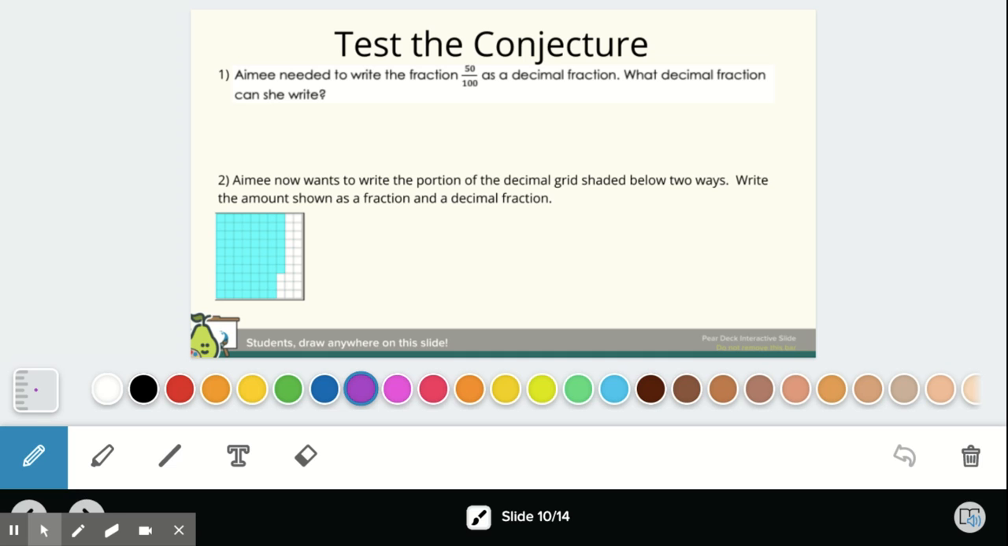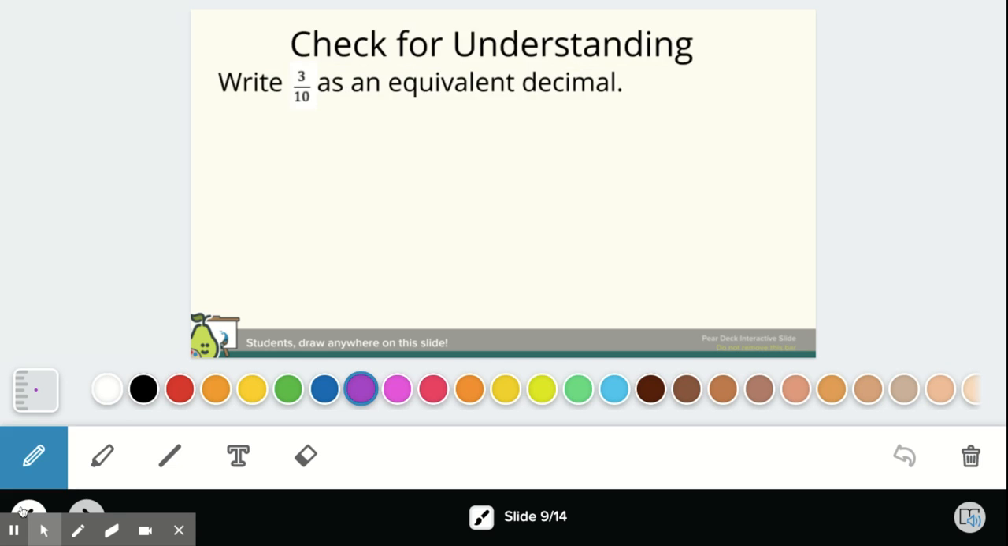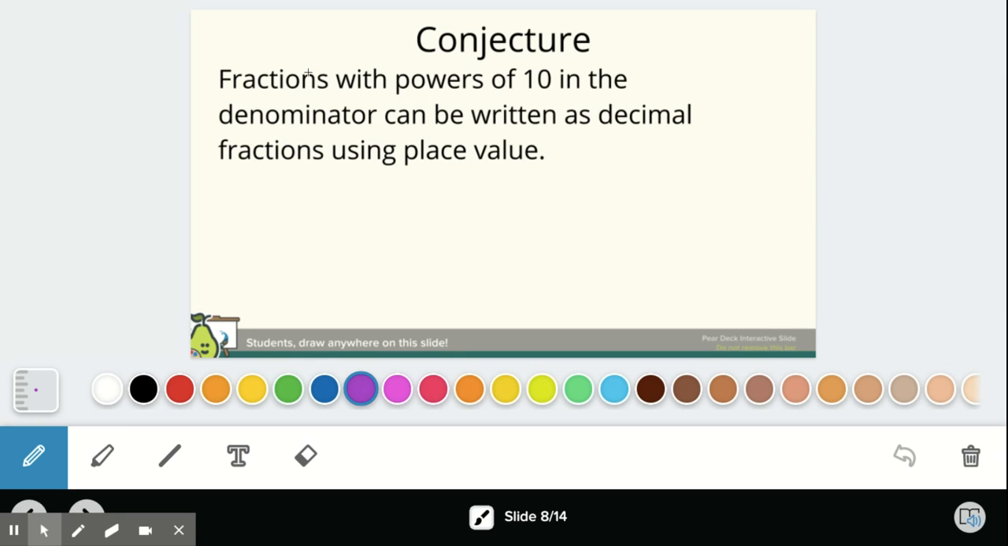Hey, scholars, let's look at the test of conjecture. But before we do, let's look at our conjecture for today. Fractions with powers of 10 in the denominator can be written as decimal fractions using place value.